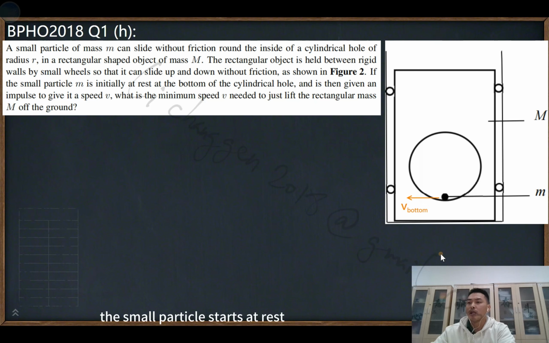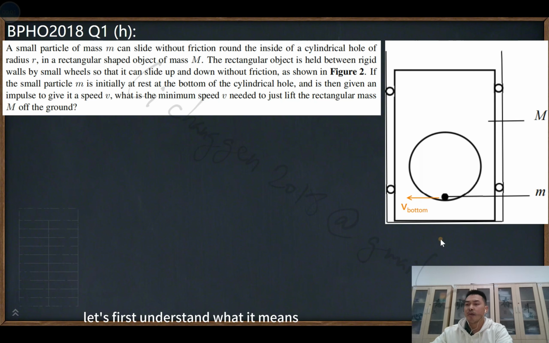The small particle starts at rest at the bottom of the hull and is then given an impulse so that it starts moving with speed v. What is the minimum speed v required to just lift the rectangle object M off the ground?